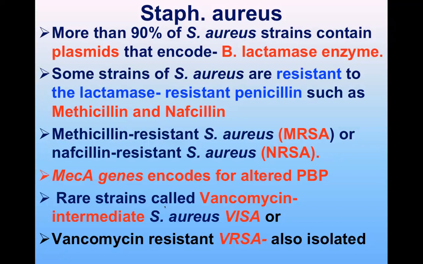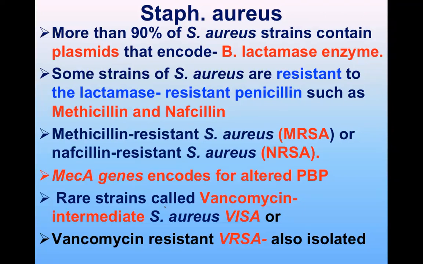Now, this organism is very important because more than 90% of Staph aureus contain plasmids which encode for beta-lactamase enzymes, making them resistant to most of the beta-lactam drugs. However, about 20% of these strains are also resistant to beta-lactamase resistant penicillins like methicillin and nafcillin. These organisms are known as MRSA, which is methicillin resistant Staph aureus, mostly hospital acquired, or it could be NRSA, which is nafcillin resistant Staph aureus. You should know these terminologies. We will be discussing this in detail later on.